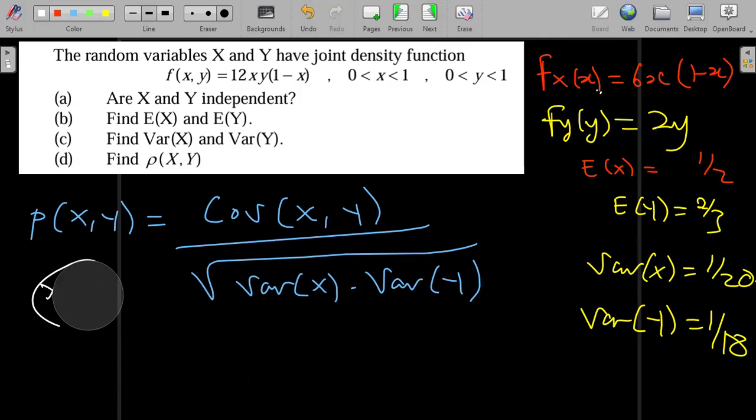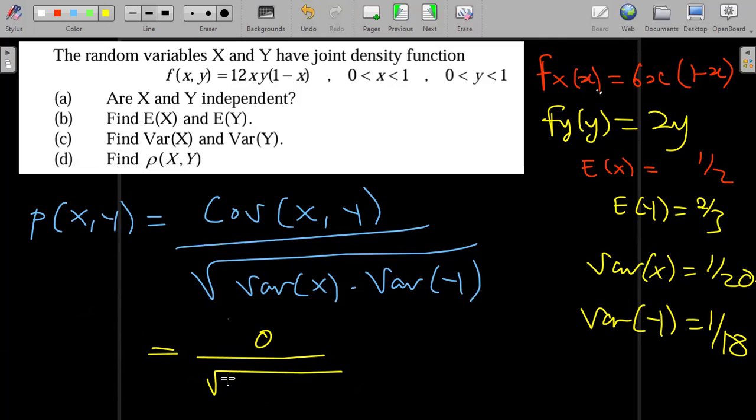It means that what we have now is the covariance, which will just be 0, divided by the root of 1 over 20 multiplied by 1 over 18, which will just be 0. Okay, so it means the correlation coefficient is 0. So meaning X and Y is just independent.